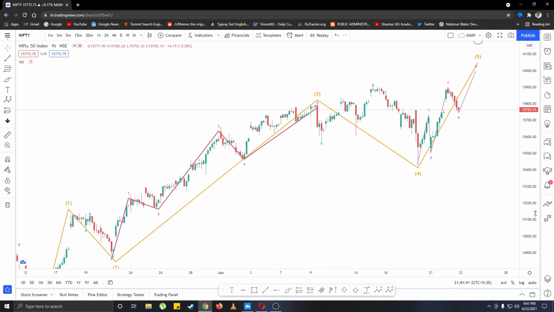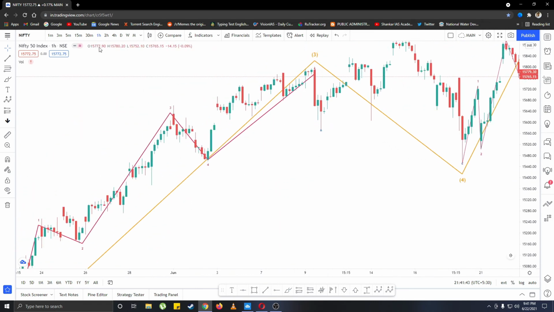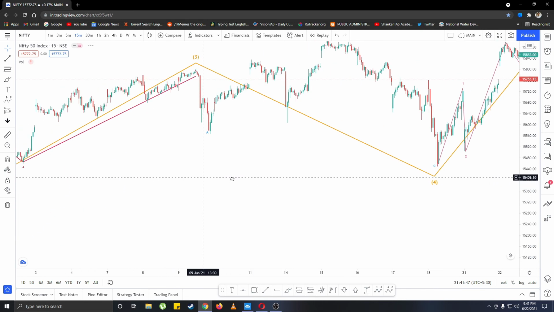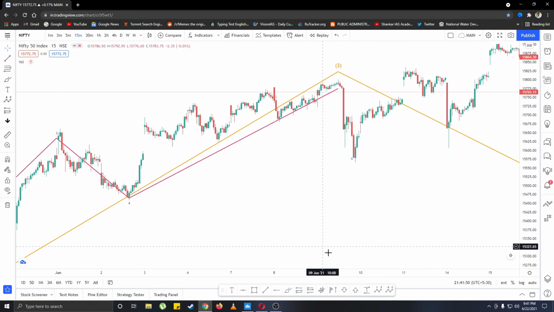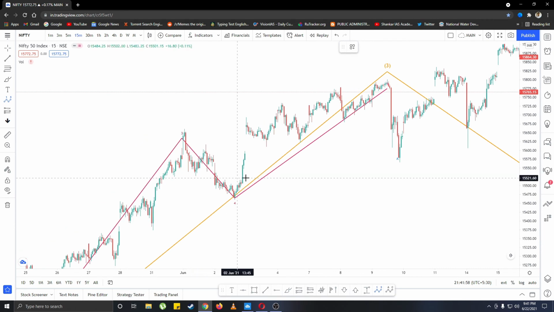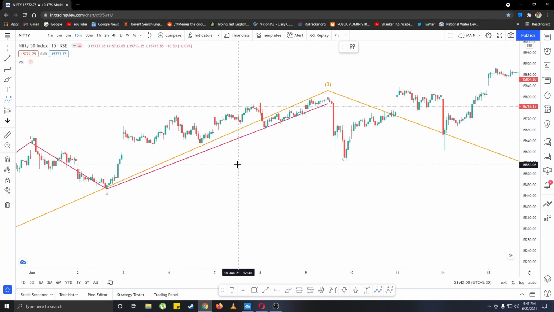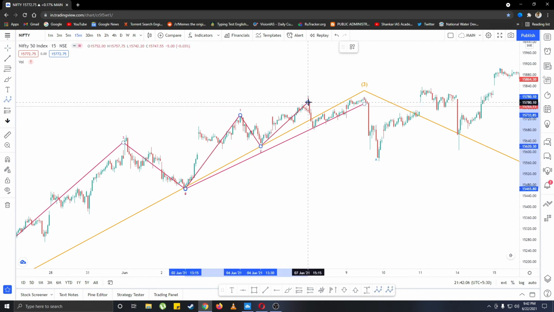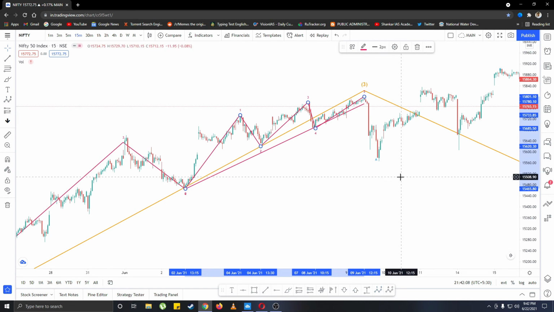And in the 5 wave, I want to show you an example of, let's zoom in a bit. I want to show you an example of an ending diagonal, which is an example of 1, 2, 3, 4 and a 5. So this is an example of an ending diagonal.